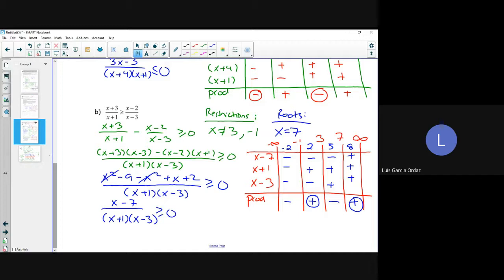Okay, so when we write it in set notation, we get x is an element of the reals such that x is less than 3 and greater than negative 1, or x is greater than or equal to 7. Okay? Remember again, the reason we don't have the less than or equal to sign beside the 3 and the negative 1 is because we can't have our denominators be 0.